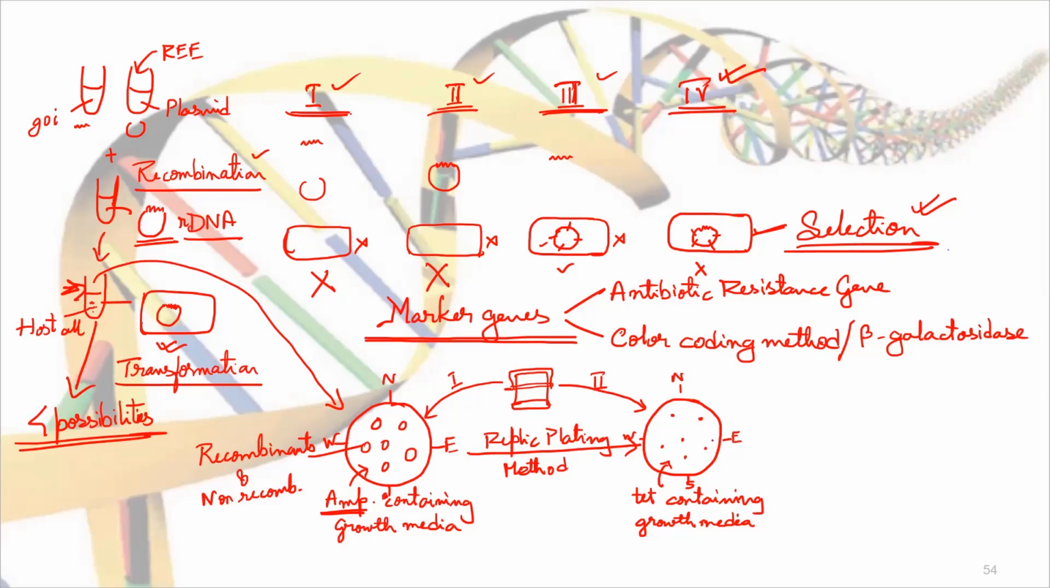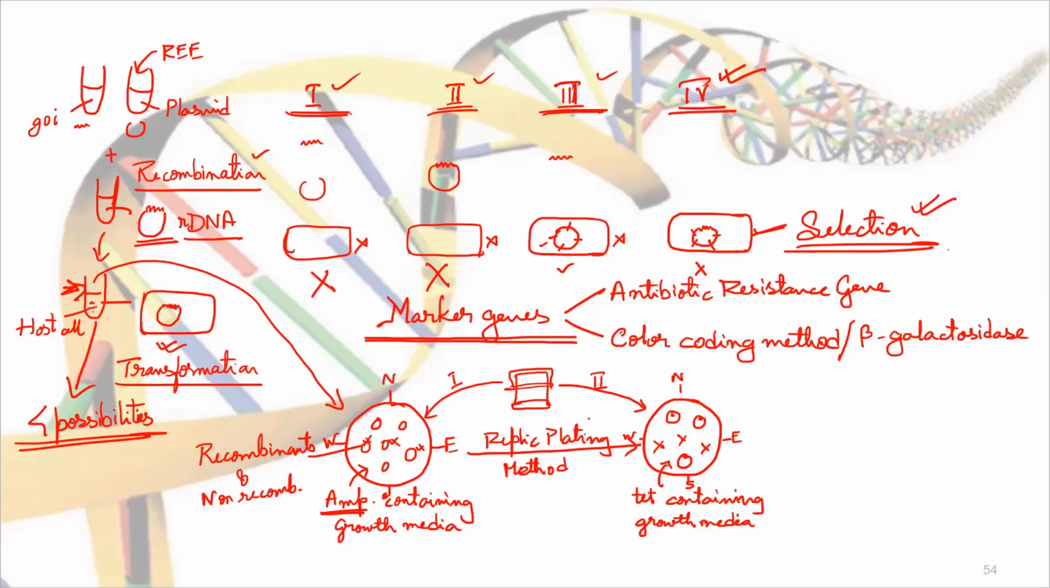Now, when you allow it to grow, some of them will grow and make colonies like this. Some will not be able to grow. Let's say these are not growing, and these are growing. Since you have kept the directions of both plates the same, you can compare and know that from the first, ampicillin-containing plate, this one did not grow, this one did not grow, this one did not grow. So these are the three colonies which did not grow in the second plate, which contained tetracycline.